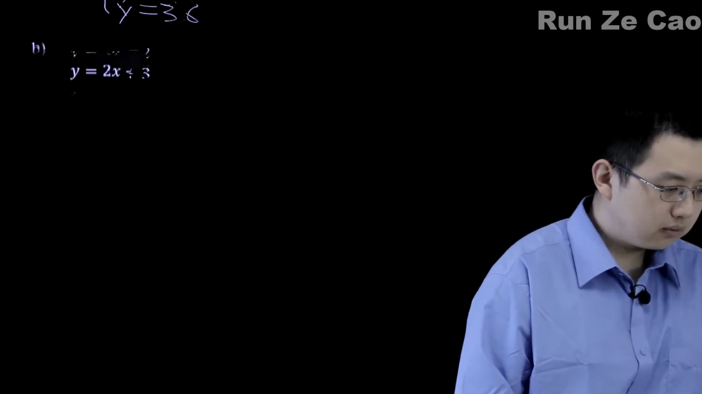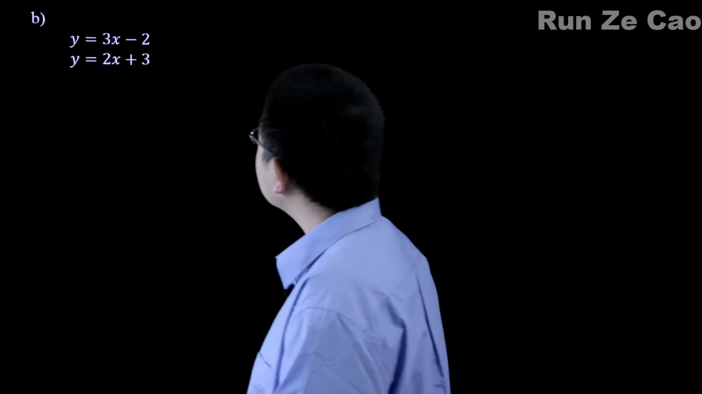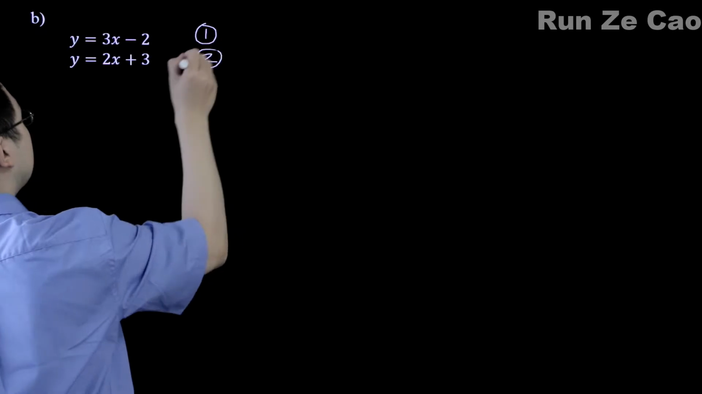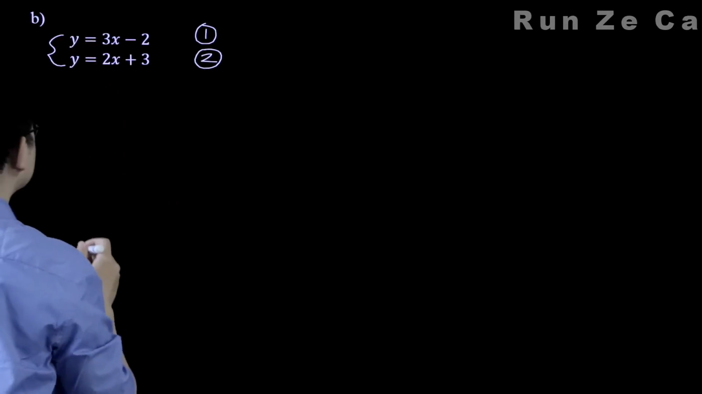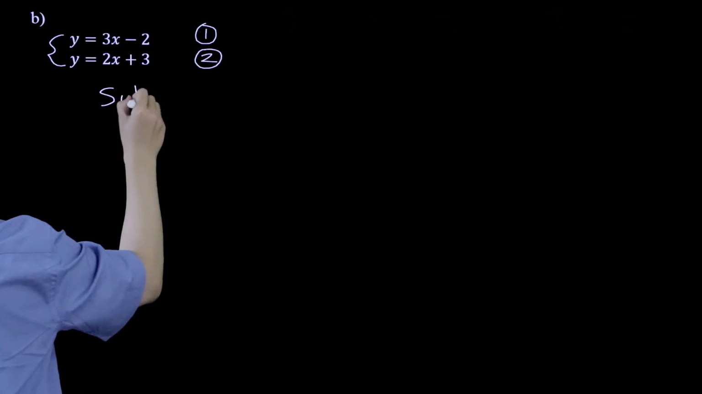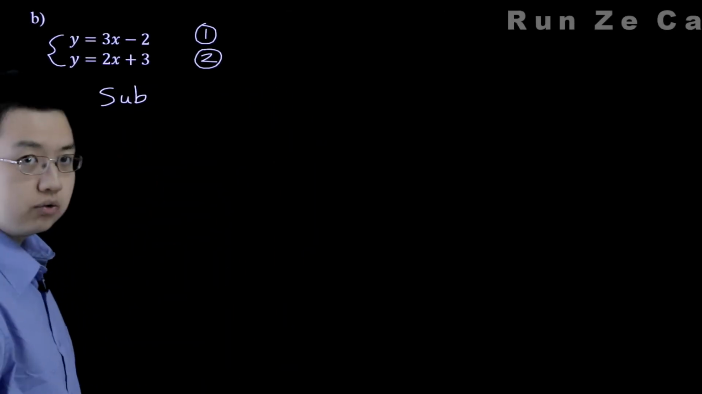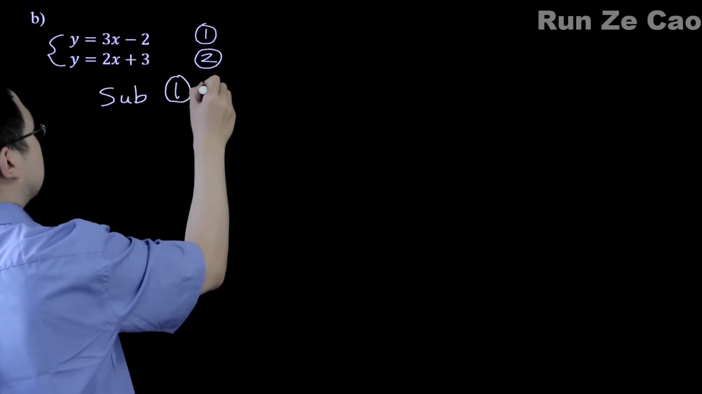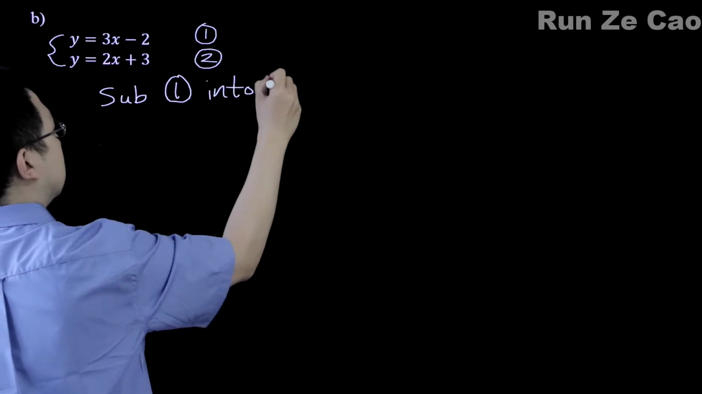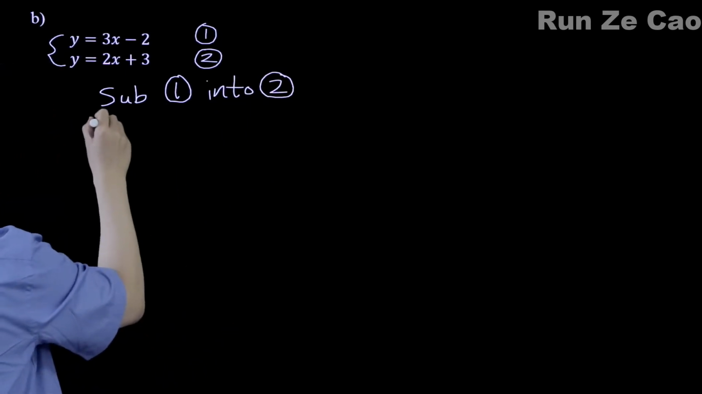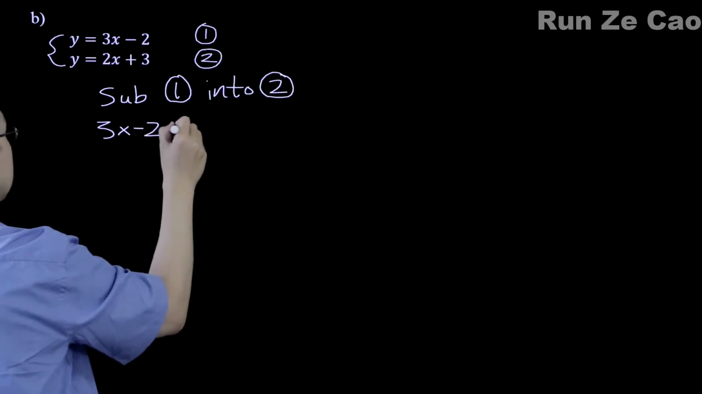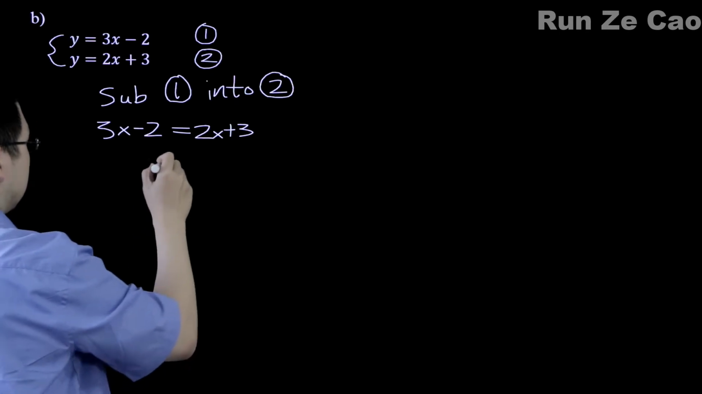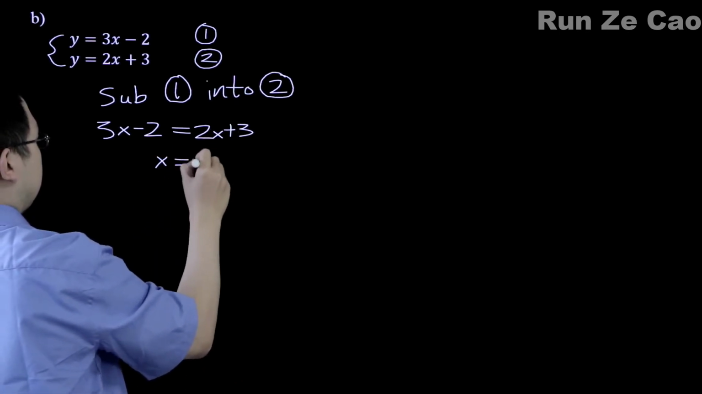Now, this one, y equals 3x minus 2, y equals 2x plus 3. Sub 2 into 1 or 1 into 2 really doesn't matter here because both of them are y equals something. Three x minus 2 equals 2x plus 3. So that's x equals 5.